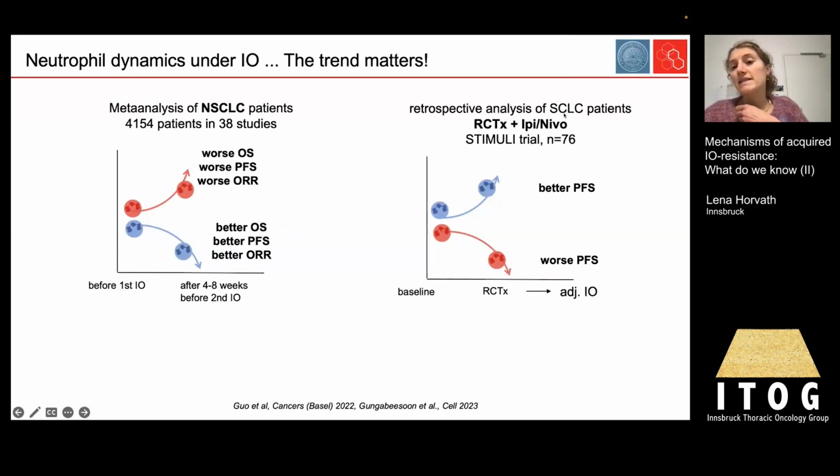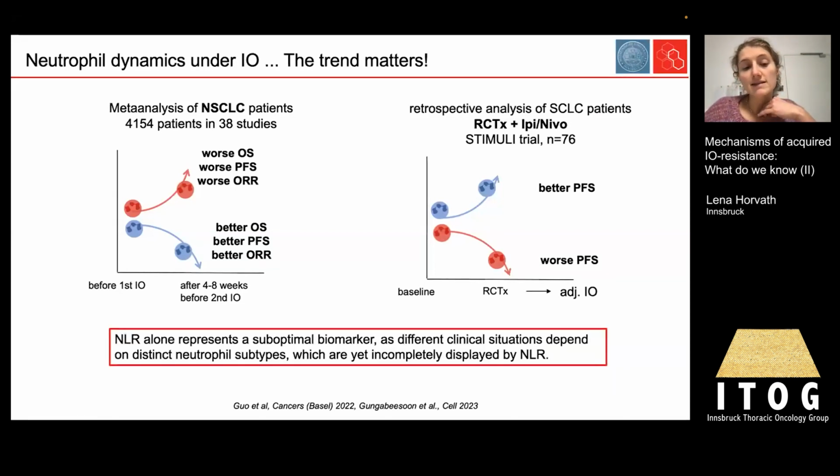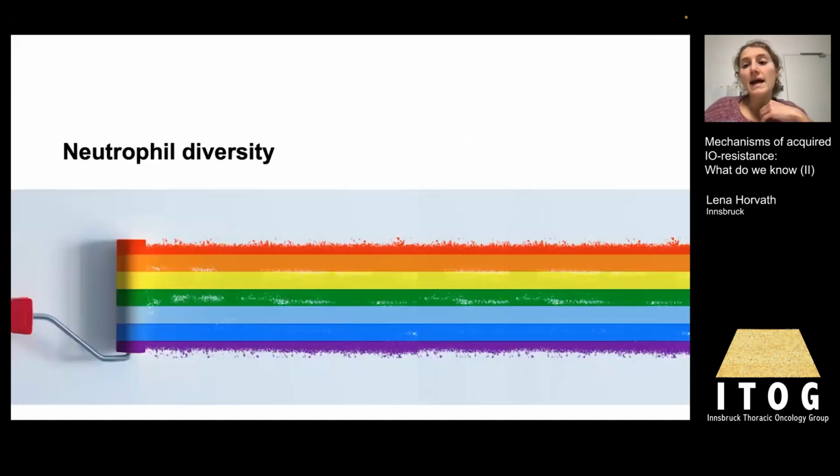On the other hand, this is, of course, a different entity. This is small cell lung cancer, but this group found, and this is completely different, that patients who got radiochemotherapy and had an increase in neutrophils after radiochemotherapy had a significantly better PFS after the adjuvant IO. So my conclusion from these different results is that the neutrophil to lymphocyte ratio alone represents a suboptimal marker, as different clinical situations depend on distinct neutrophil subtypes, which are yet incompletely displayed by the neutrophil to lymphocyte ratio. And so this brings me to the topic of neutrophil diversity.